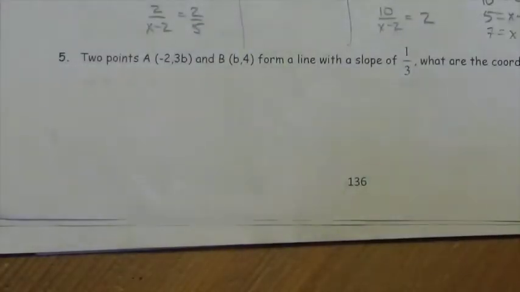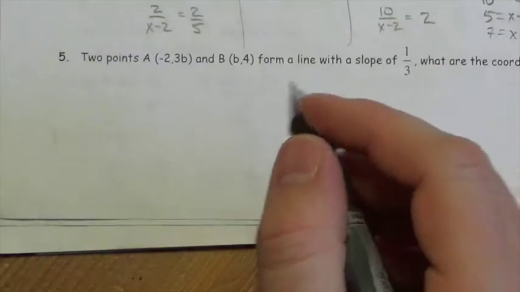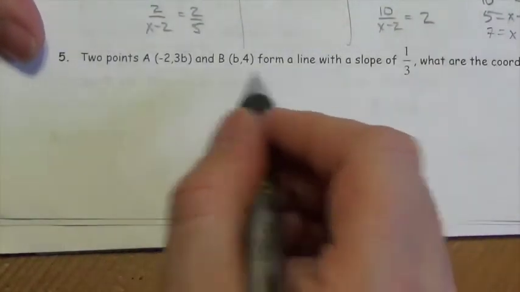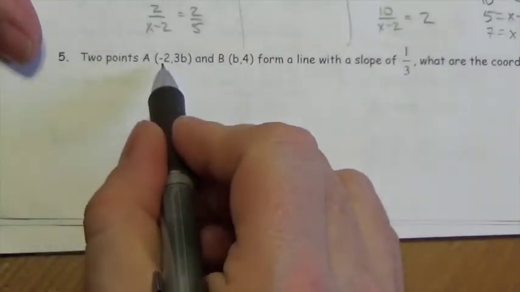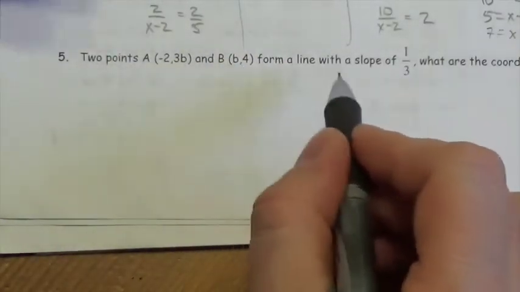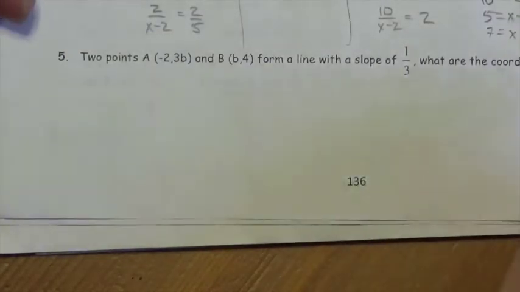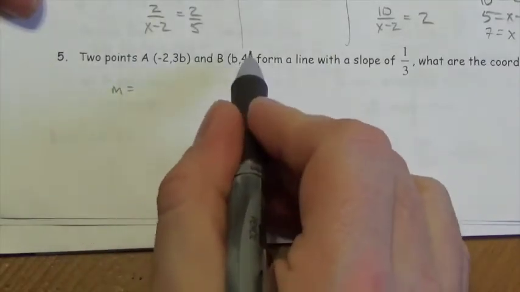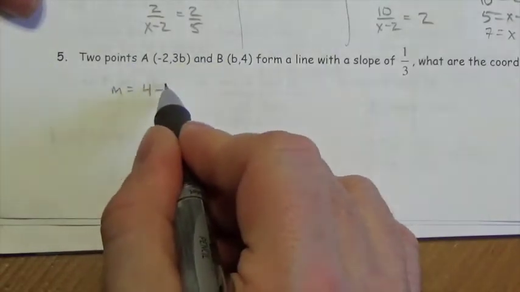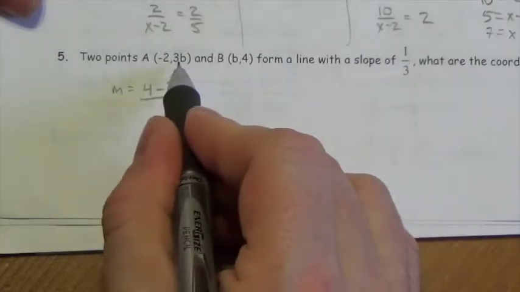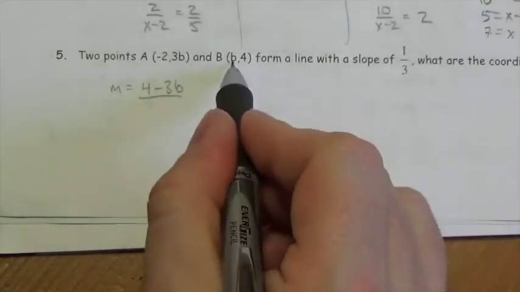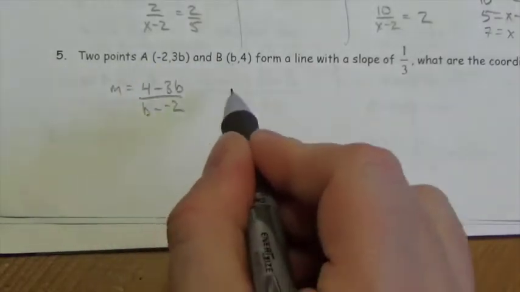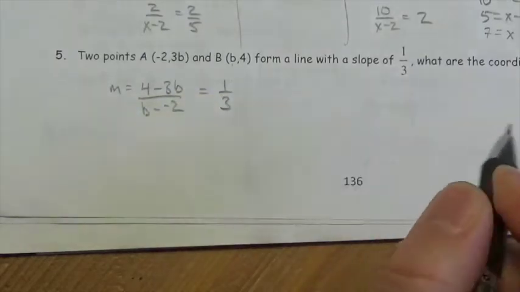Now this question 5 here is very similar to question 4, except the variable shows up a little bit more often. We're going to do the same thing. Now we've got the 2 points, negative 2, 3b, and b comma 4, and they have a slope of 1/3. So now we have to figure out the coordinates of a and b. So our slope, and I'll use this b as the second point, will be 4 minus 3b, y2 minus y1, over x2, b, minus x1, minus negative 2, and this is supposed to equal 1/3.